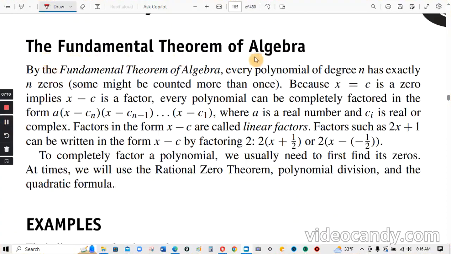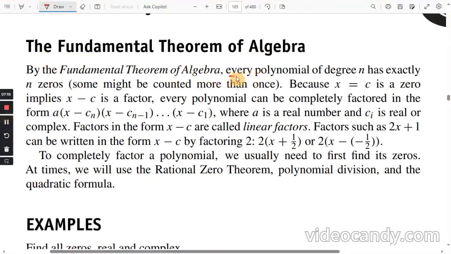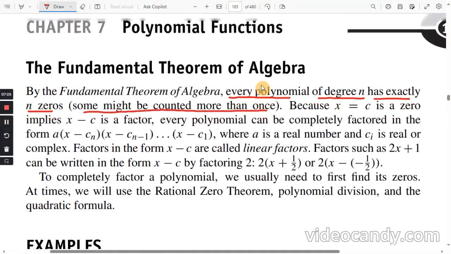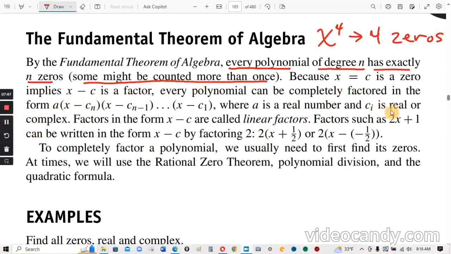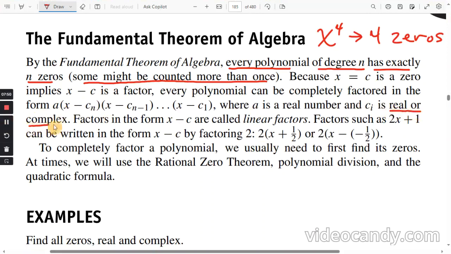All right, the fundamental theorem of algebra states that every polynomial of degree n has exactly n zeros, okay? Some might be counted more than once. So if the highest exponent on the polynomial is, say, x to the fourth, that means it has 4 zeros, okay? Now, like I said, some may be counted more than once, and also the zeros can be real or complex.